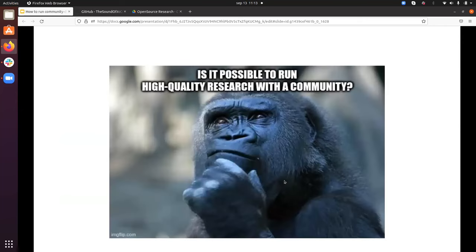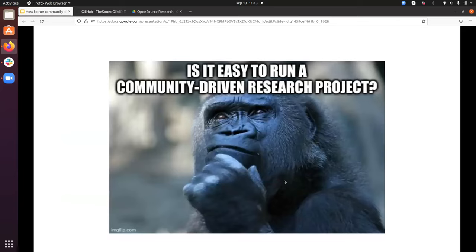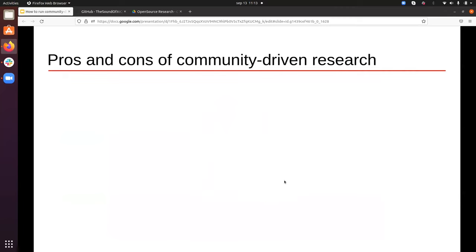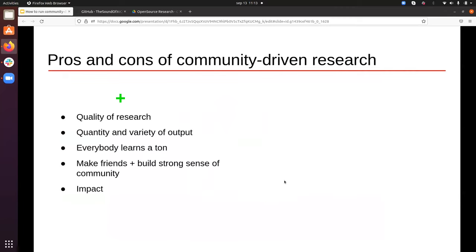Some final thoughts. Well, let's go back to the initial question. Is it possible to run high quality research with the community? Well, the answer is absolutely yes. But is it easy to run a community-driven research project? Well, absolutely not. It's a huge commitment. So here are some pros and cons of community-driven research.